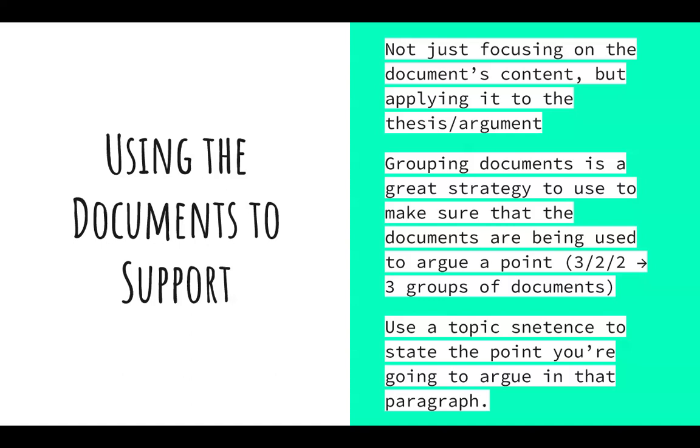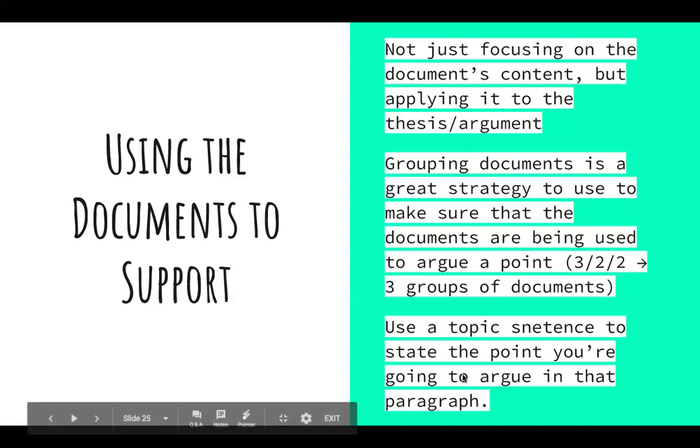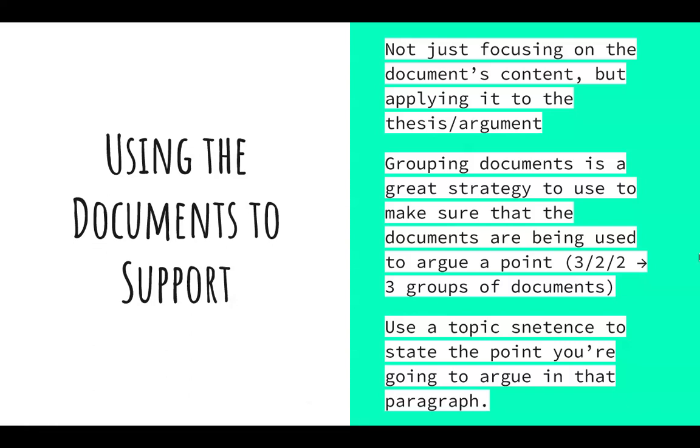And some rules for supporting or using the documents to support. Like I said, applying it to the thesis, applying it to the argument, not just saying what it is, but how does that relate to my overarching argument? And remember, a great way to make sure you do that is grouping the documents. So you're already grouping them according to what you're arguing, according to the 3 points of your thesis. And it's always important to use that topic sentence to make sure you're stating the point that you're going to argue and you're following that point.